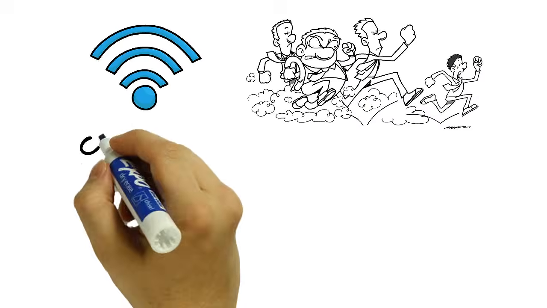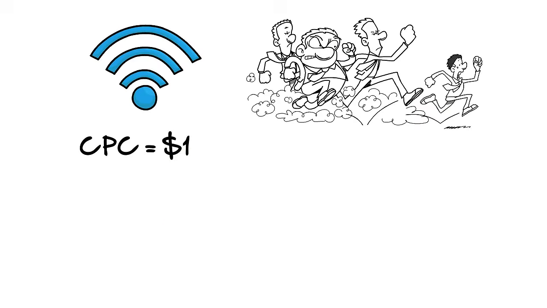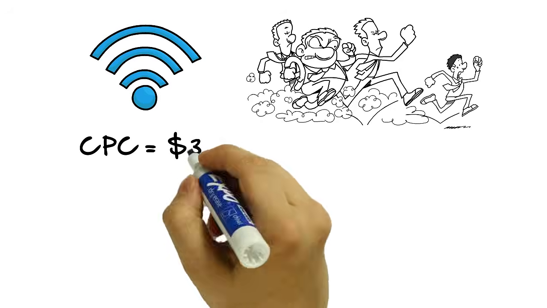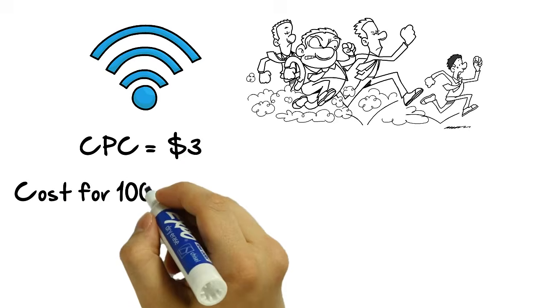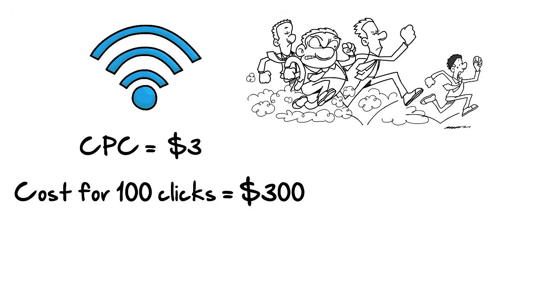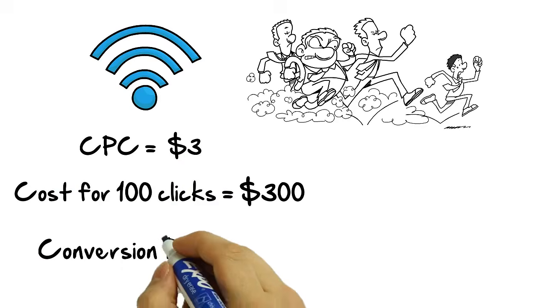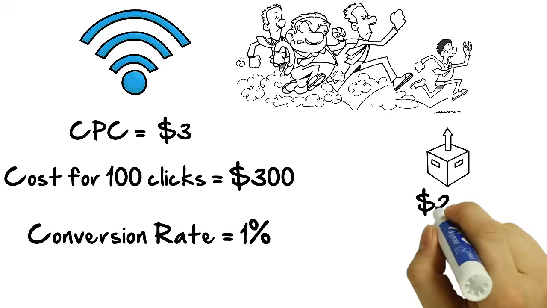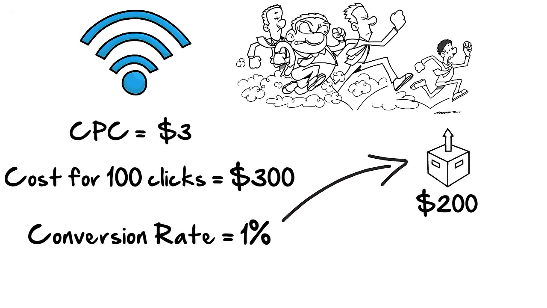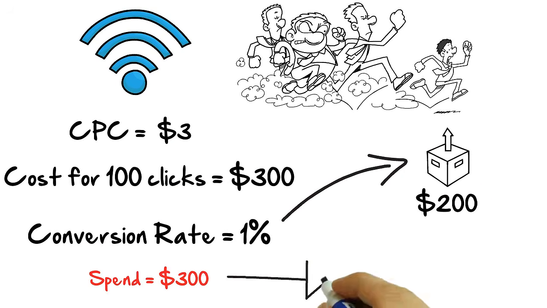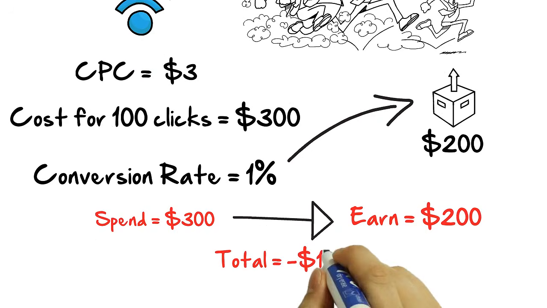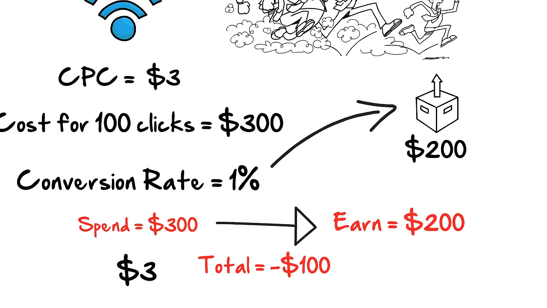If you take the same example, where your CPC was $1, now it is $3, that means you need to spend $300 to show your ads to 100 people. And if only one person buys your $200 product, you spend $300 and earn only $200, you are losing money. You are spending $3 and getting $2 back.